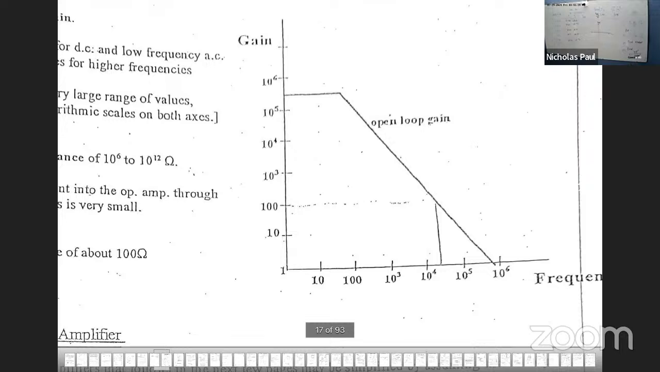All right, so we'll stop there for today. Next day, for those who want to read ahead.